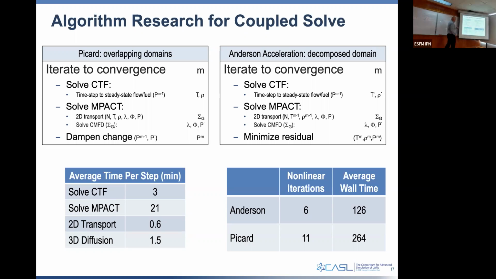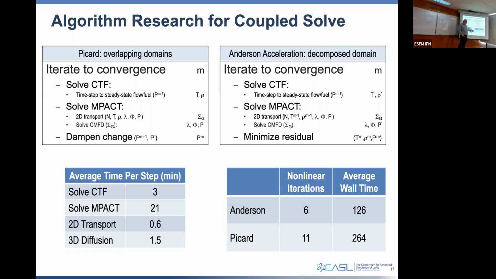So when we look at the time, every single time we solve Cobra, with 200 processors working on all of these unknowns, it takes 3 minutes to do one steady state calculation. IMPACT, on its 1,000 processors, took 21 minutes to do a single calculation. The 2-dimensional transport was about 60% of a minute, and the 3D diffusion part was 1.5 minutes. This is the breakdown for how much time was spent in each of these chunks. Overall, the Anderson acceleration only wound up taking about 6 iterations.